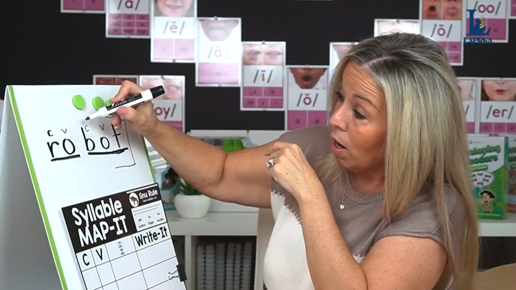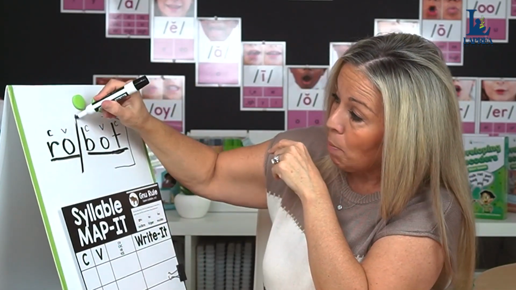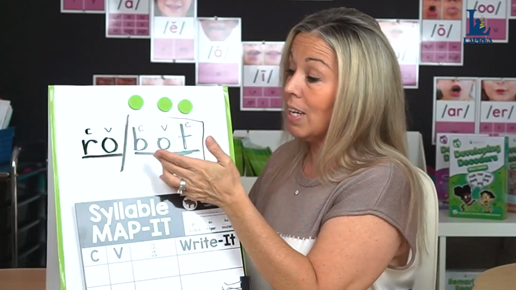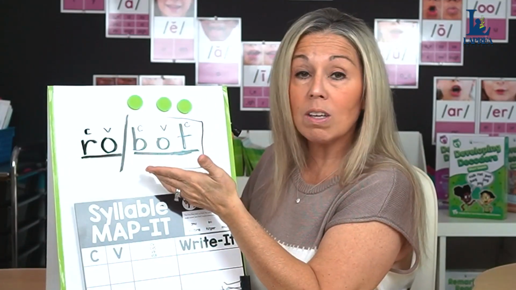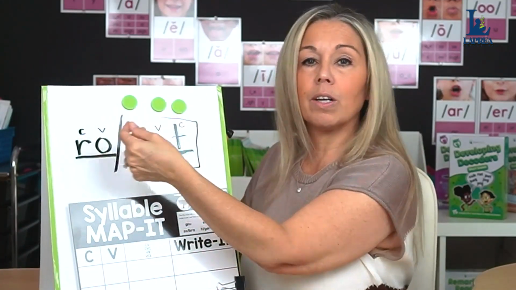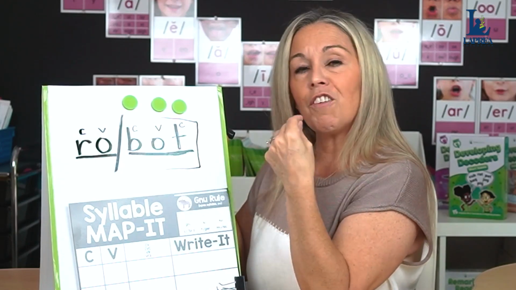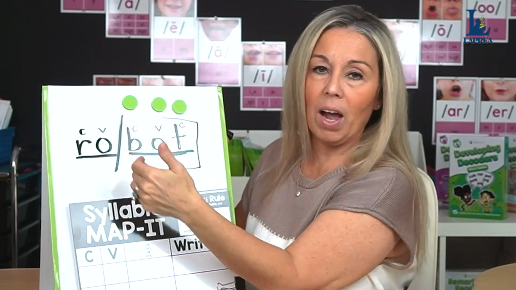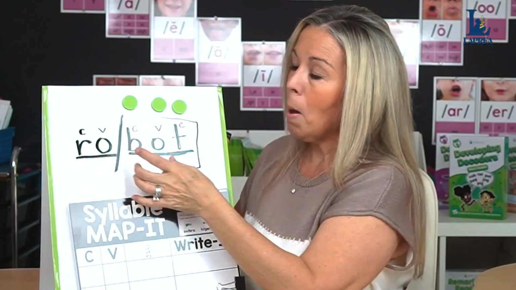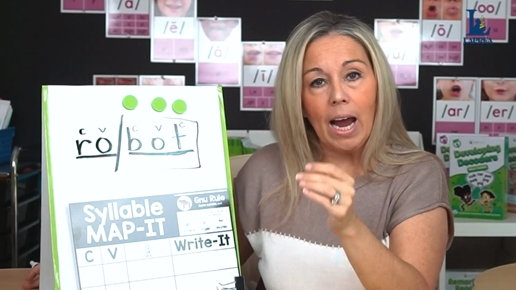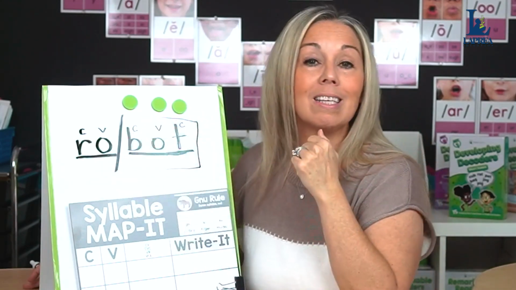And then you can draw a diagonal line to separate it, because that's sometimes how they'll see it. So separate those 2 syllables by that diagonal line or a dash in the middle, however it is that you feel more comfortable teaching it to your students. I like the diagonal line. Robot. So this is a great way of teaching how to map multisyllabic words.